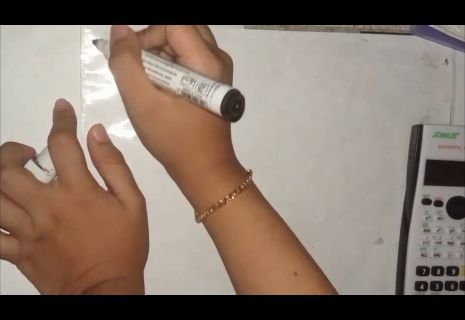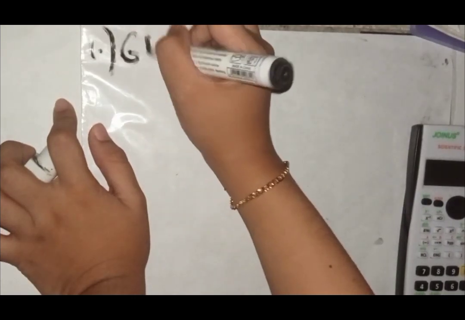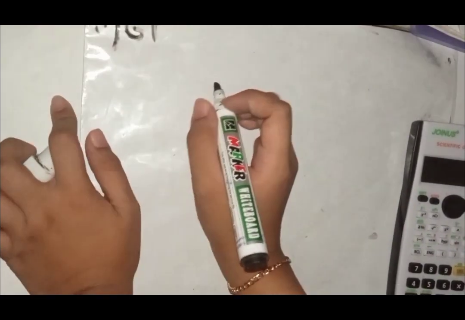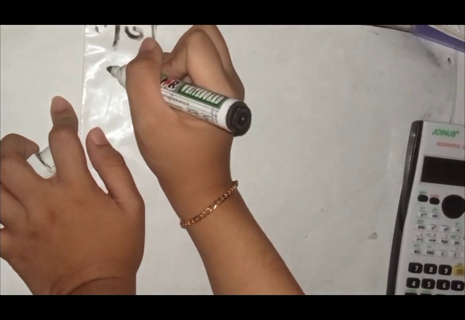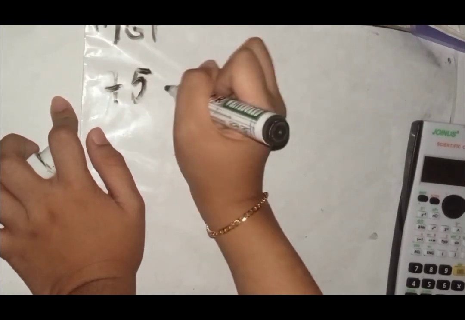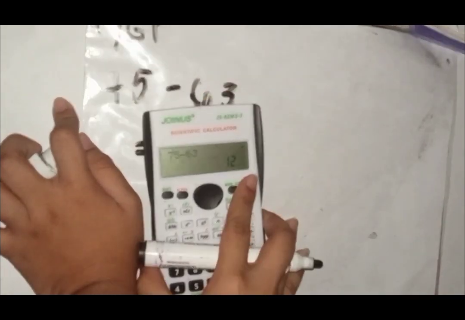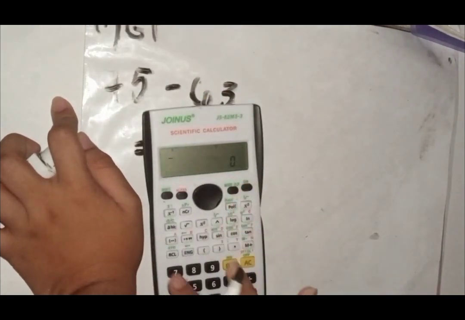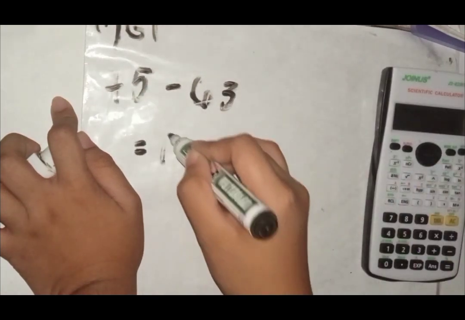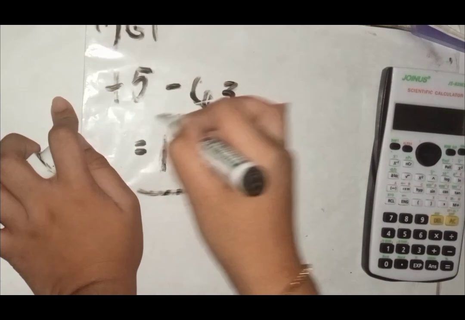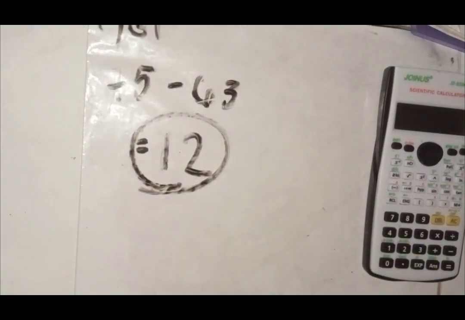So, una, hanapin muna natin yung gross profit ng yogurt. So, formula, 75 minus 63 is equals to 12. So, ang gross profit ng yogurt milk is 12. Nahanap na natin yung gross profit ng yogurt milk.